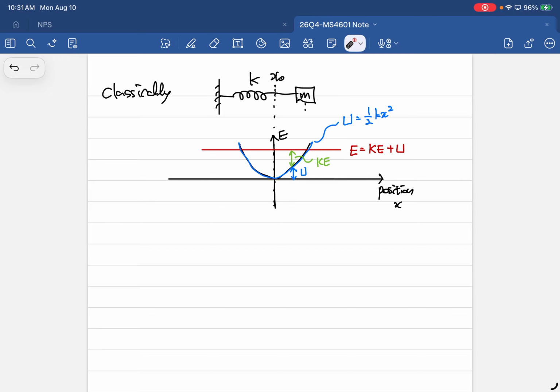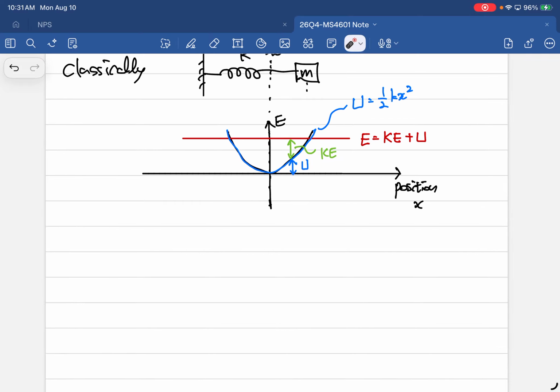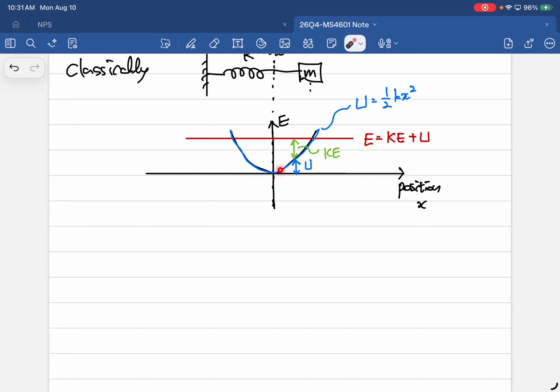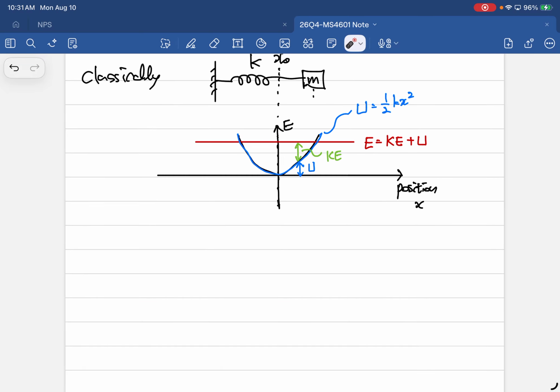If you look at this classical approach, the energy is continuous. It can be at any point if you look at this plot. The energy is continuous. The potential energy U is continuously changing, while the total energy is fixed.